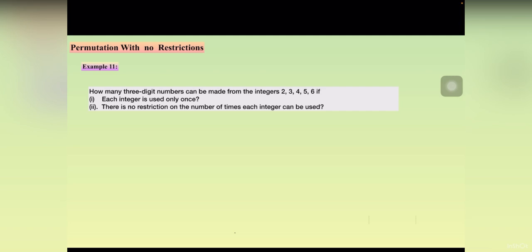Permutation with no restrictions. Example 11. How many 3-digit numbers can be made from integers 2, 3, 4, 5, 6 if each integer is used only once? Number 2. There is no restriction on the number of times each integer can be used. Solution.